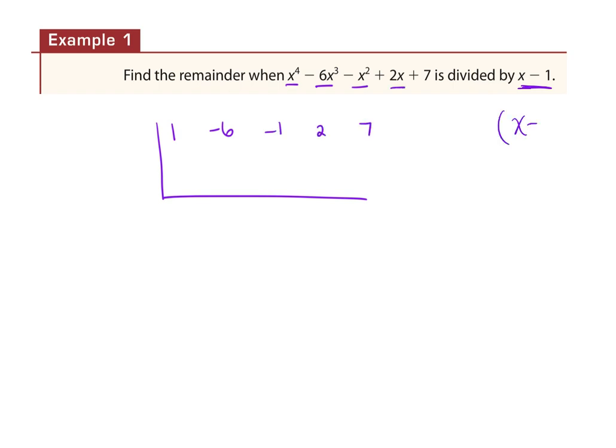And remember, I'm going to say what happens when this equals 0. So I'm actually going to use a positive 1 out here. Positive 1. All right? And then I'm going to do the synthetic. I'm going to add down. I'm going to multiply up.